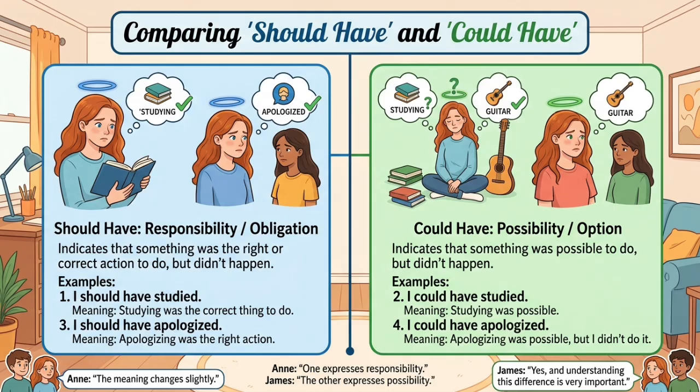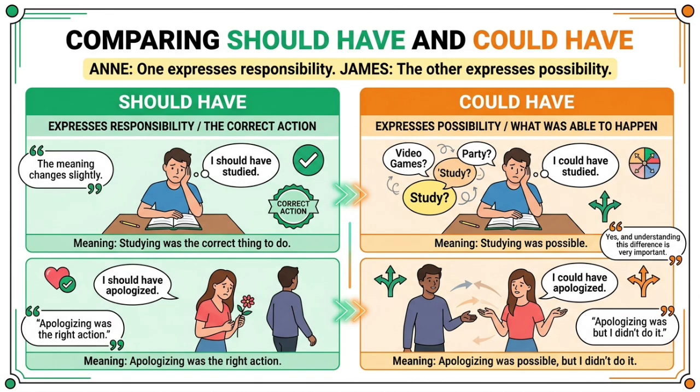Comparing should have and could have. James, let's compare them. Example 1, should have. I should have studied, meaning studying was the correct thing to do. Example 2, could have. I could have studied, meaning studying was possible, but I didn't do it. And one expresses responsibility, James. The other expresses possibility. Example 3, Anne. I should have apologized, James. Apologizing was the right action. Example 4, Anne. I could have apologized. James, apologizing was possible, but I didn't do it. Anne, the meaning changes slightly. Yes, and understanding this difference is very important.